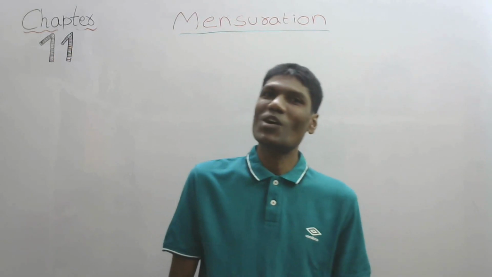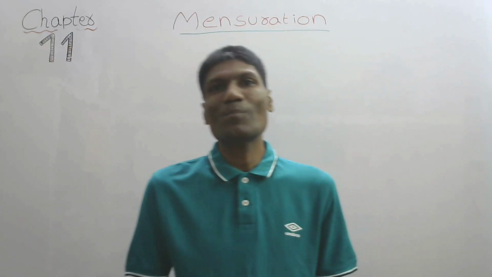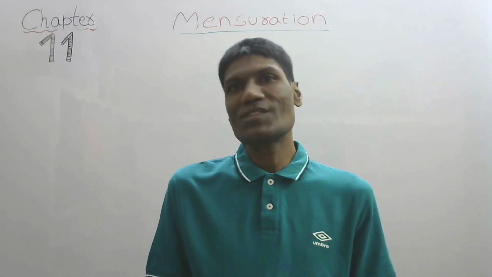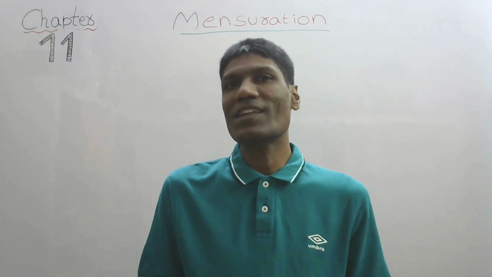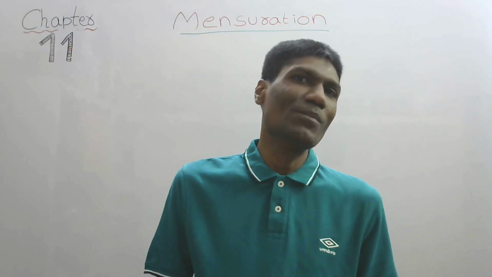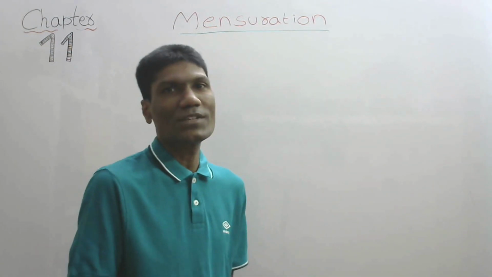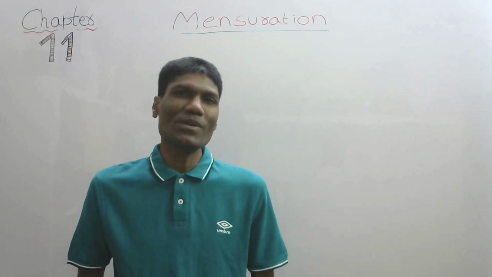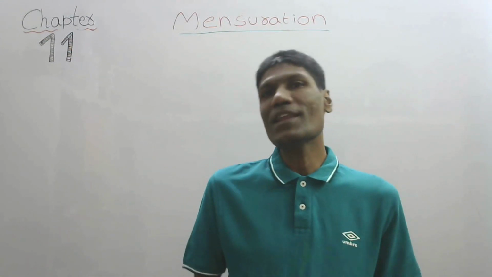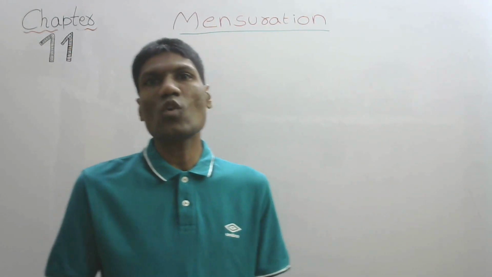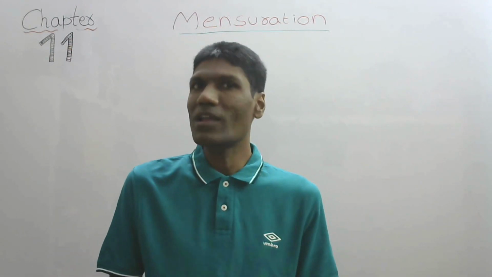Hi, now we will be starting chapter 11, mensuration, of CBSE NCERT 8th class mathematics. Now the chapter is mensuration. This chapter basically deals with areas of a figure. What is an area? We know the space occupied is called area.